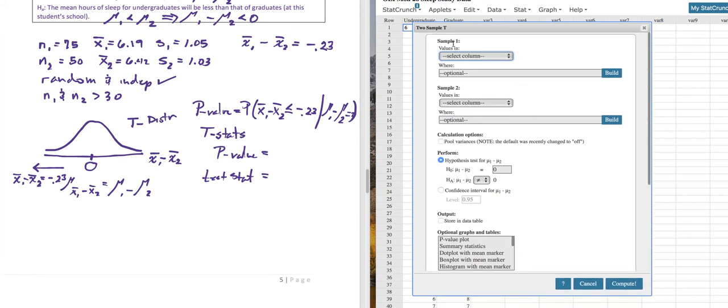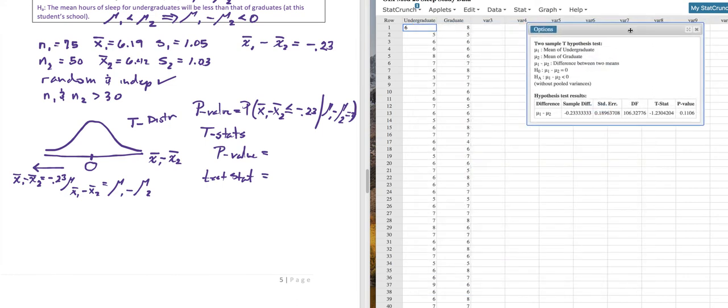Okay, so sample 1 comes from population 1, which is our undergraduates. Sample 2 comes from population 2, which is our graduates. This pool variances, we're going to leave that non-checked. We would check here if we had some reason to believe that the population standard deviations are equal, but we don't, so we're not going to worry about that. Our null hypothesis, of course, is that mu1 minus mu2 is equal to 0, but our alternate hypothesis is that that difference is less than 0.